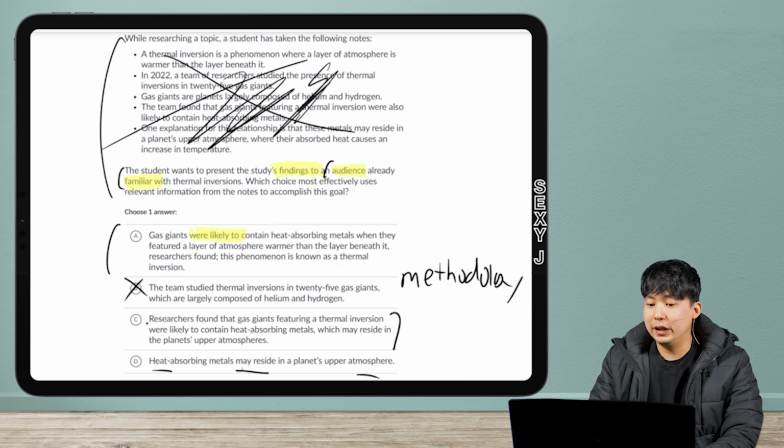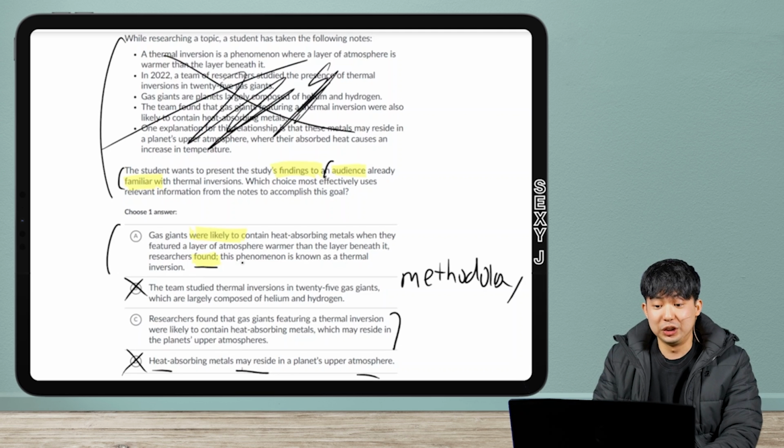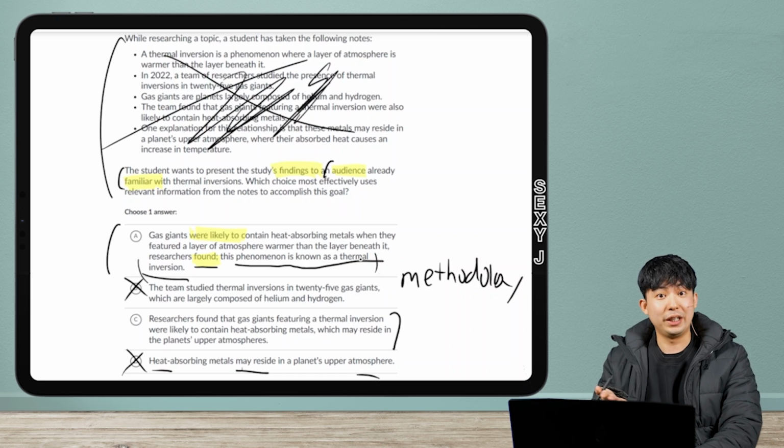So let's look here. Let's compare A and C, okay? Because D has so little detail. Gas giants were likely to contain heat-absorbing materials when they featured a layer of atmosphere warmer than the layer beneath it, researchers found. That's great, actually. That is a finding. That's really good. And you guys know my pattern, right? If I'm talking it up, it probably means there's a trap coming after. This phenomenon is known as thermal inversion. I was literally told in the question that the audience already knows thermal inversion. I don't need to define it here, right? Just like in this video, I don't need to define for you guys what the SAT is. You guys already know what that is. So that is thus out, okay?